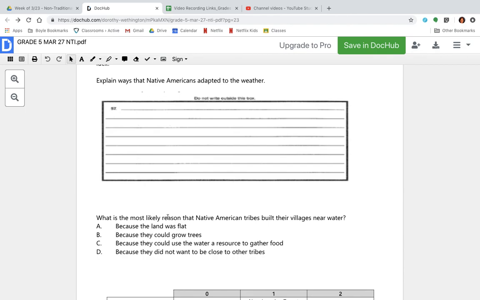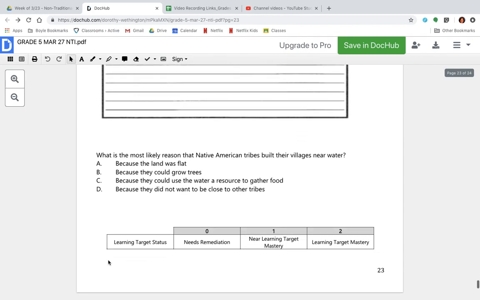What is the most likely reason that Native American tribes built their villages near water? A, because the land was flat. B, because they could grow trees. C, because they could use the water as a resource to gather food. Or D, because they did not want to be close to other tribes.